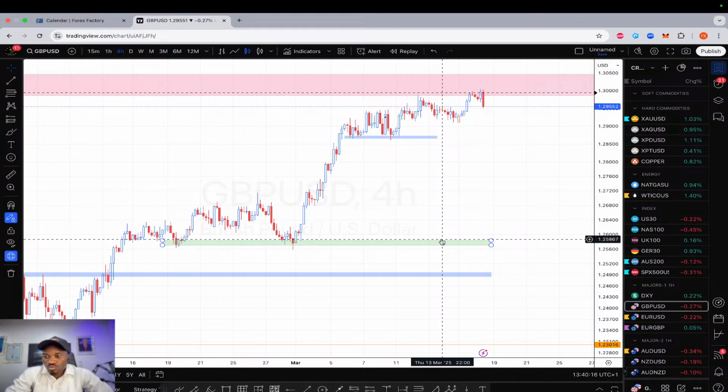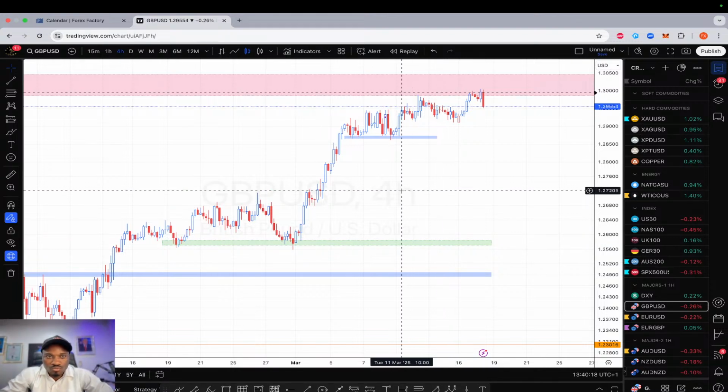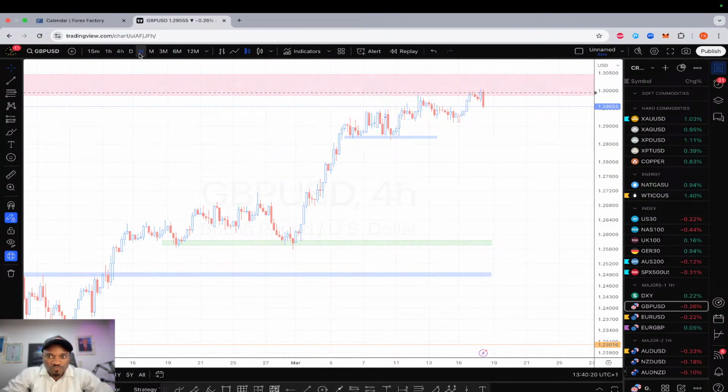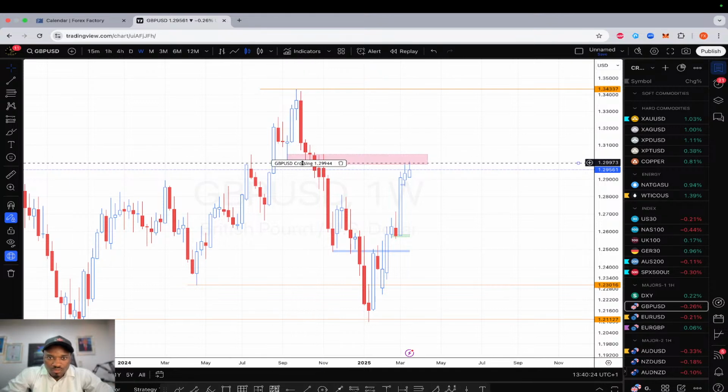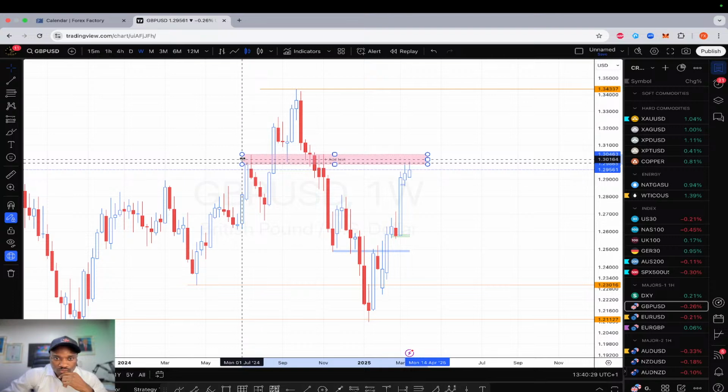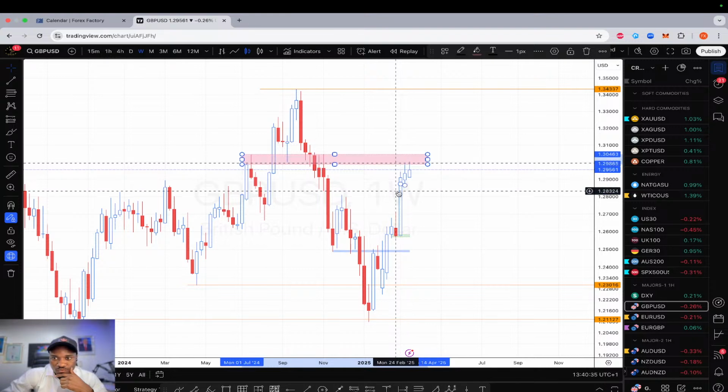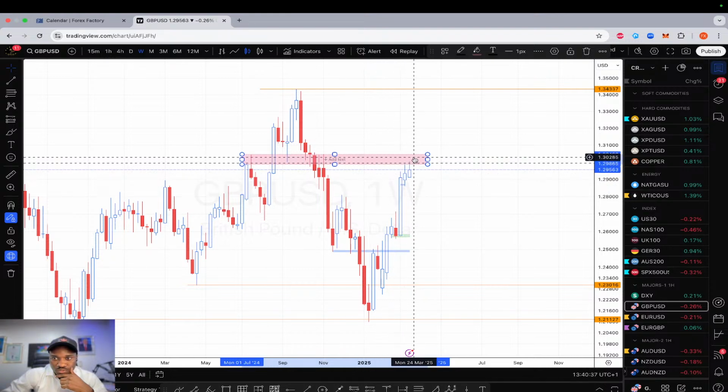Wherever euro is going, GBP USD will follow. As you can see, GBP is also forming up. We have a kind of sell liquidity at the zones, all these sell zones. There's a lot of sales at the price of 1.2994.